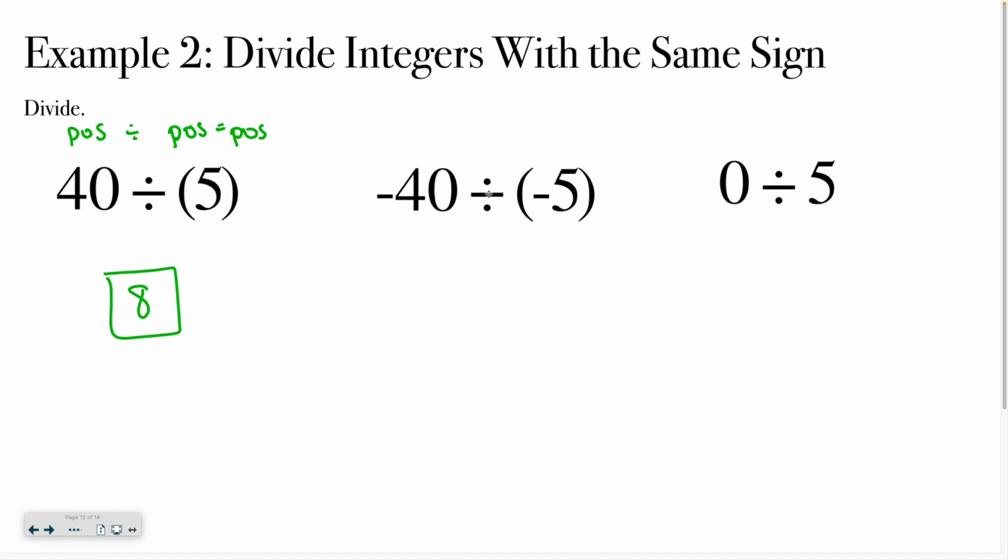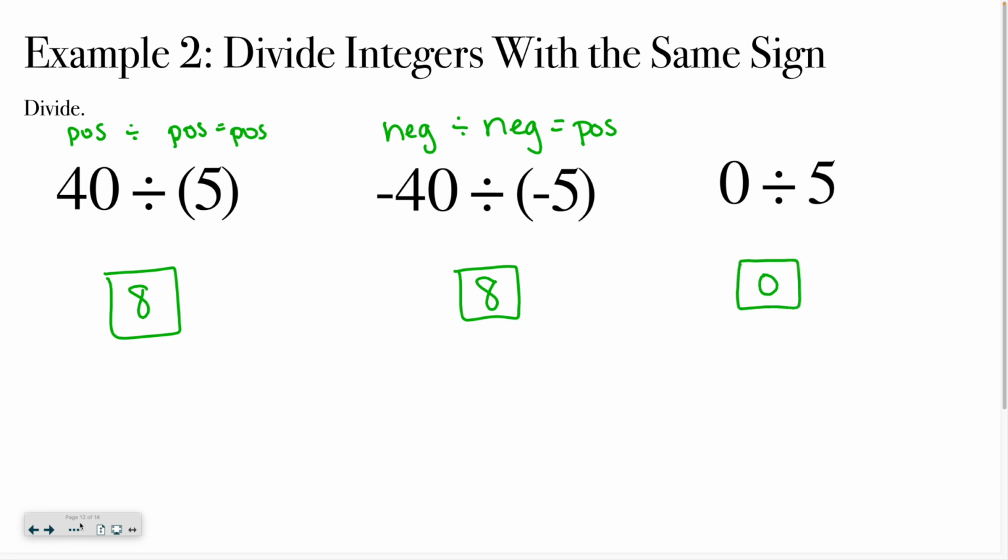Then I have a negative 40 divided by a negative 5. A negative divided by a negative is going to be positive. It's really easy to just say negative because you've already said it twice. But negative divided by negative is going to be positive. And then 40 divided by 5 is still 8. Okay, and then we have 0 divided by 5. Well, 0 divided by anything is just going to be 0.